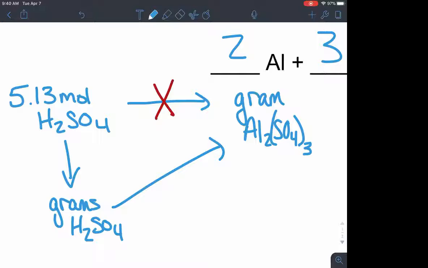So we go from mole. And we now go to grams of Al2(SO4)3.